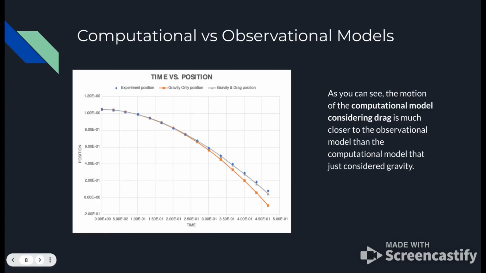And then here is the graph that shows the computational versus the observational model. And as you can see, the motion of the computational model considering drag is much closer to the observational model than it is to the computational model that just considered gravity. So the one considering drag was more realistic.